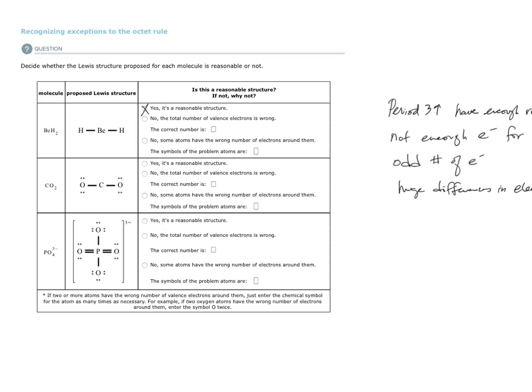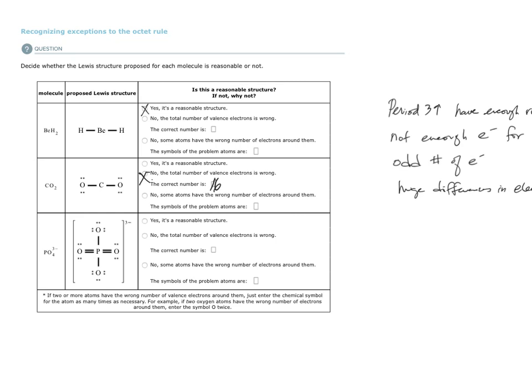So I need how many more? 6. 1, 2, 3, 4. I don't have the right number of valence electrons, so this cannot be. It has the wrong number of valence electrons. How many is the correct number? Okay, well, 12, 13, 14, 15, 16. The correct number is 16. There should be 16 valence electrons.